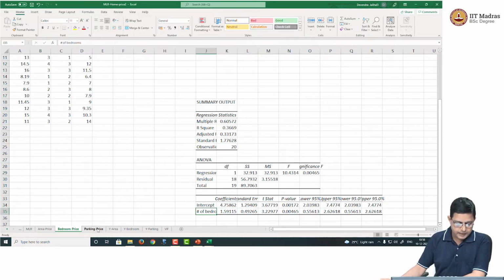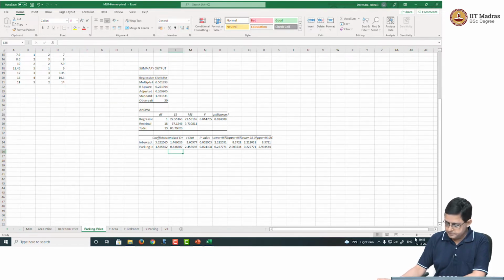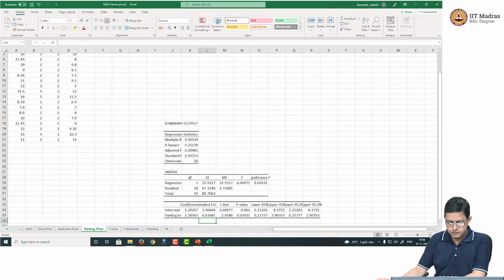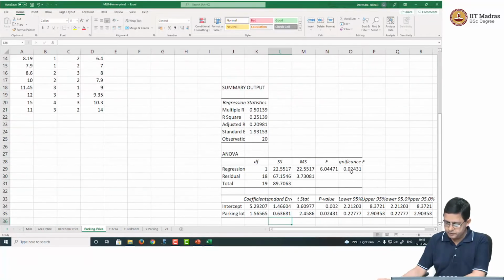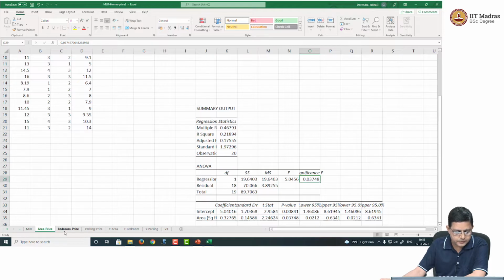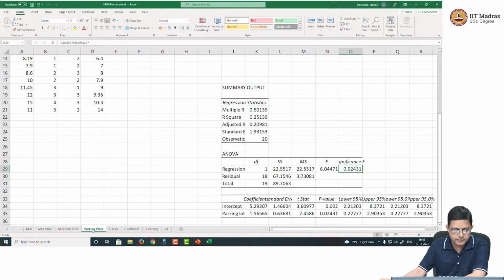If I look at the impact of the number of parking lots on the prices, once again the p-value is 0.02, which tells me that even this regression is significant. So by themselves, each explanatory variable does help me predict the prices.